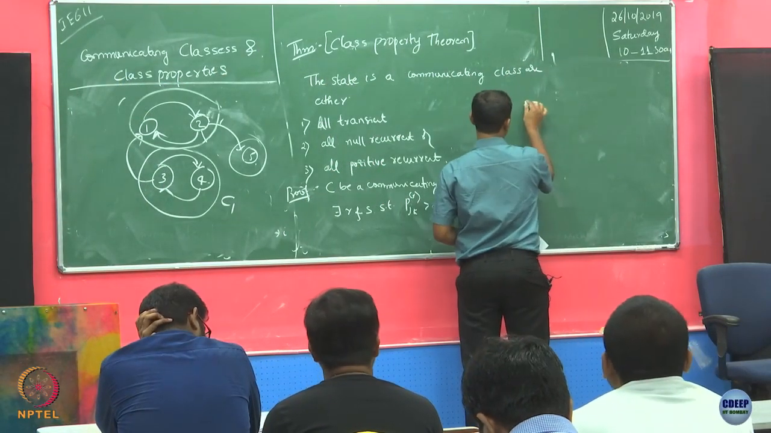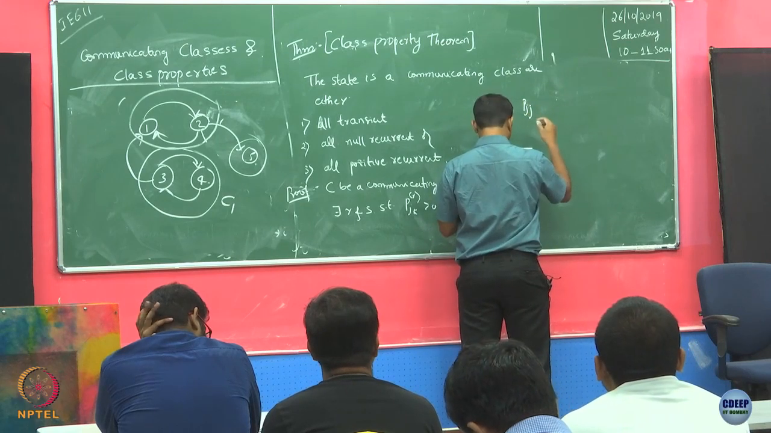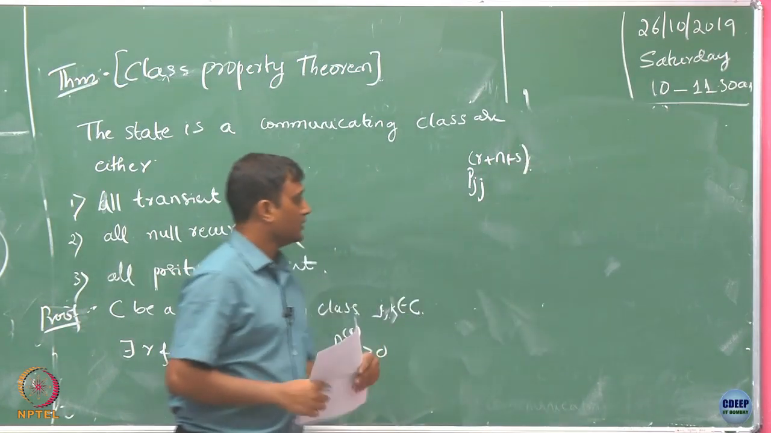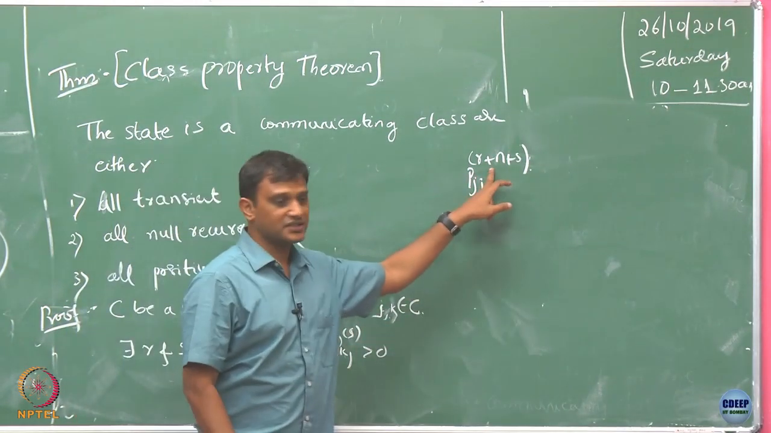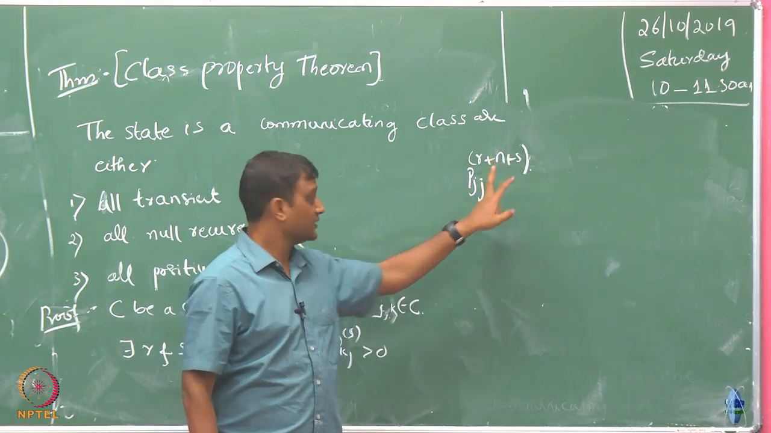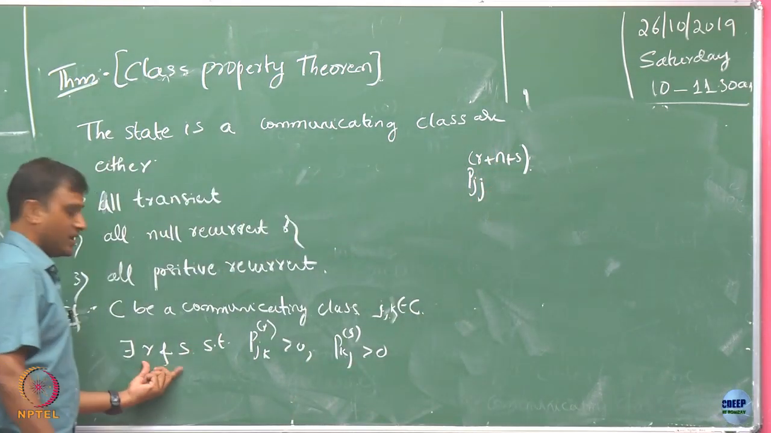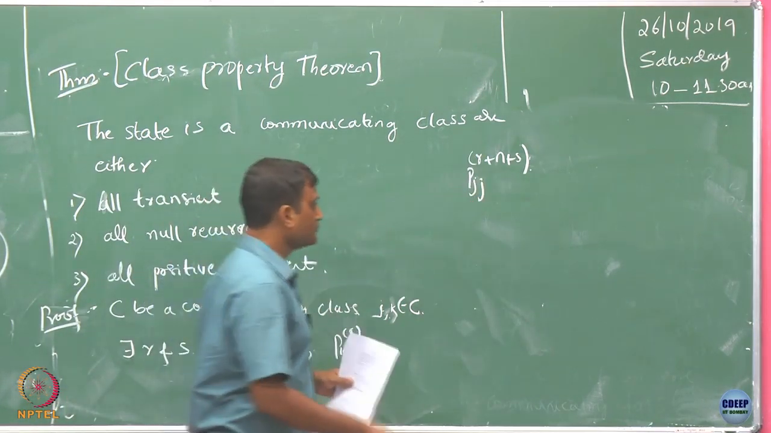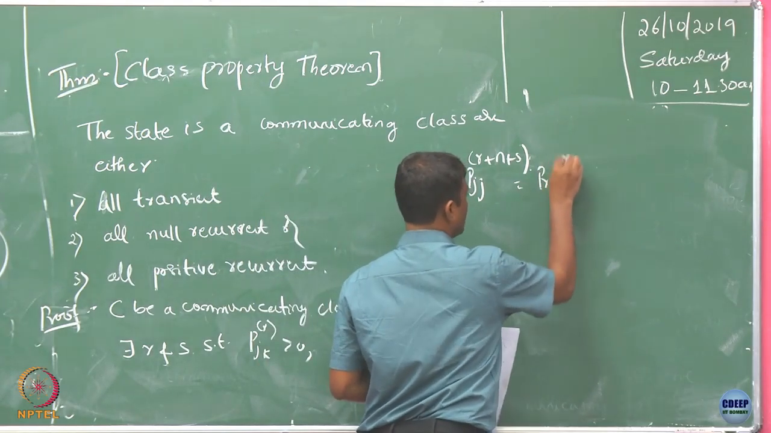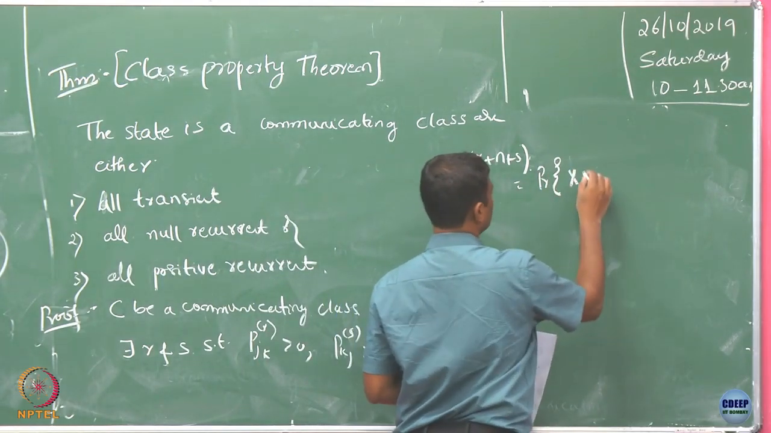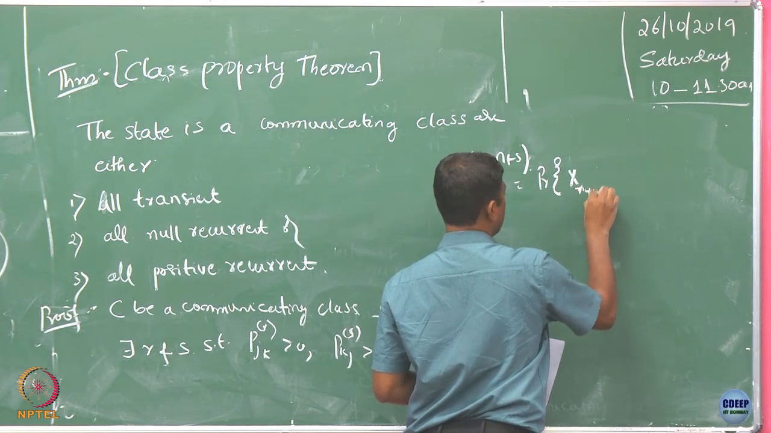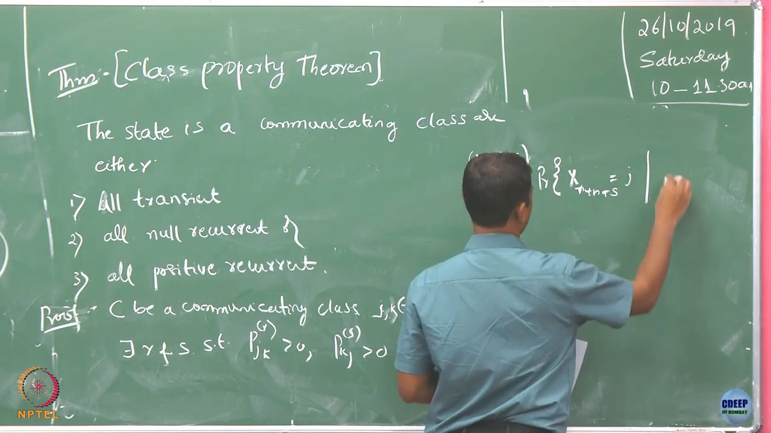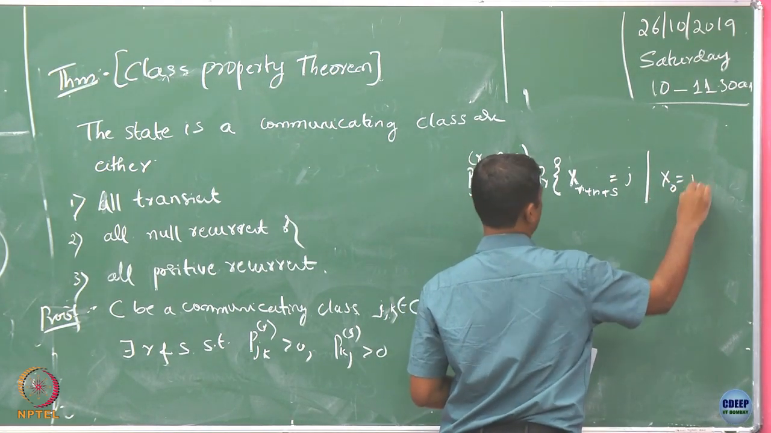Okay, let's first look into the case where I want to go from j to j in r plus n plus s steps. This r and s, I'm going to take with whatever values above, so n is variable for me, any n. Now what is this? This is the probability that X_{r+n+s} equals j, given you start from X_0 equals j, right?